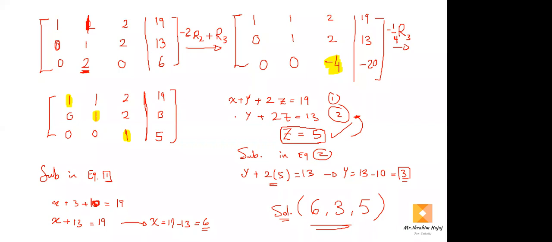From the second row, 0, 1, 2, we can say 1y plus 2z equals 13, and from the third row 2y plus 0z equals 6, and then find directly y is 3. Yes, y is 3 from here. And then 0x plus 1y plus 2z equals 13, so 3 plus 2z equals 13.